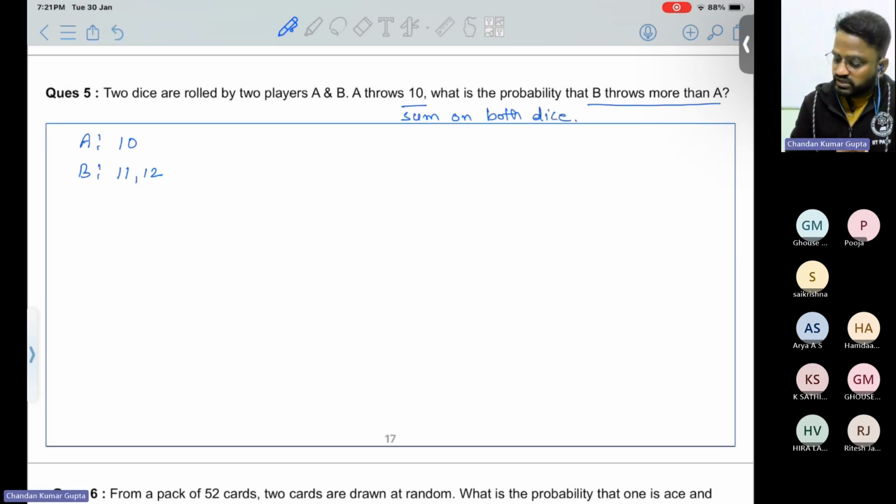Sum on both dice. Okay. So if A gets 10 and B needs more than A, then the favorable condition for B is 11 or 12. So what is the sample space?